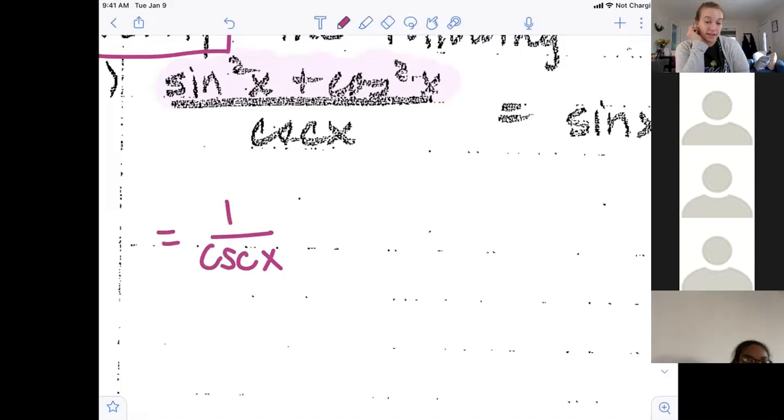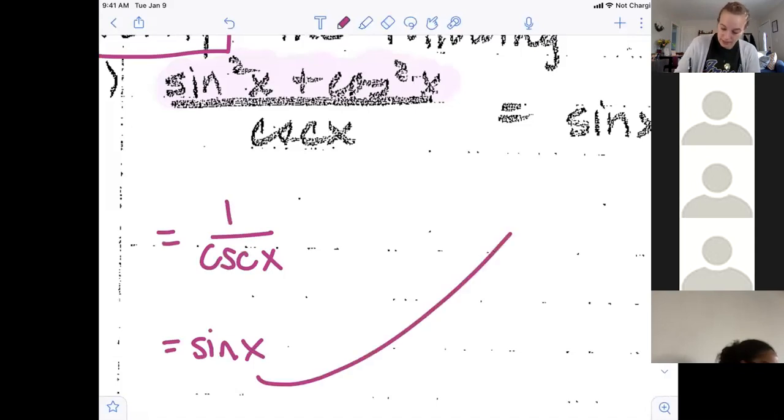Now I look back at my identity sheet and say, okay, do I know anything about 1 over cosecant x, or do I know how cosecant relates to something else? Get it in terms of sine and cosine if at all possible. And 1 over cosecant x is one of your reciprocal functions. It is equal to sine x. Oh shoot, we did it. Sine x equals sine x. That's what we wanted it to equal. I did it. I'm good. The end.